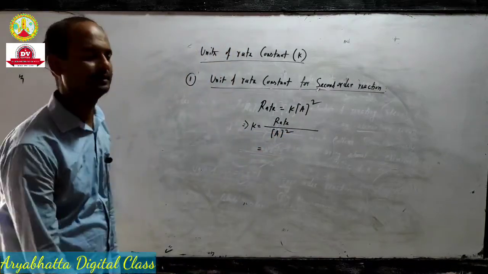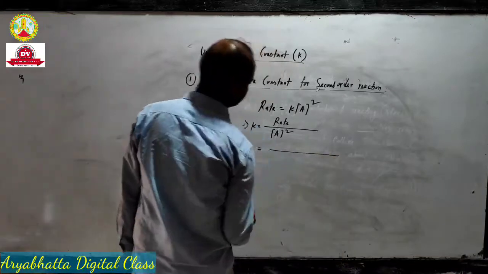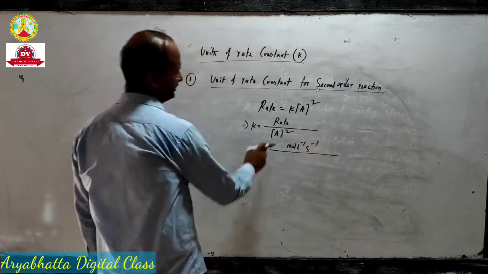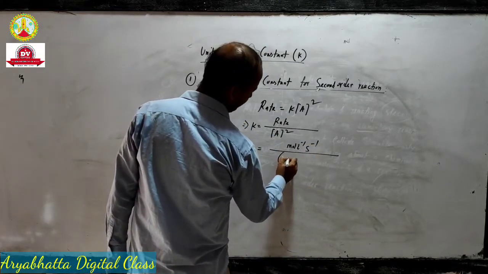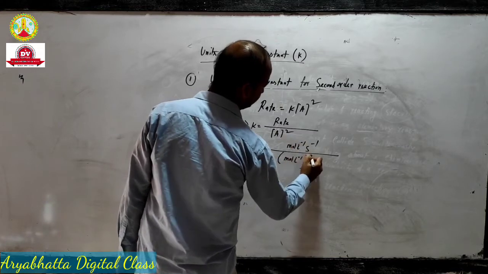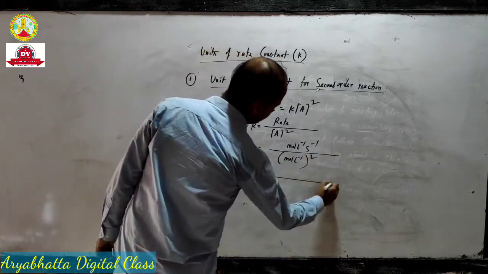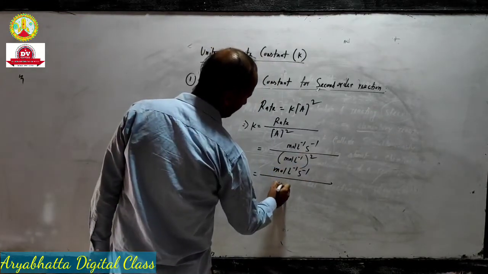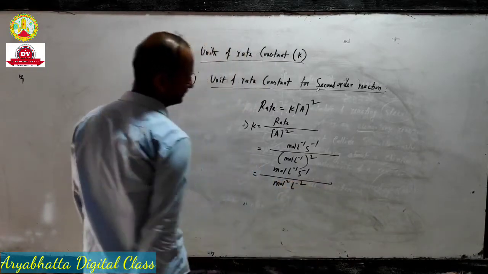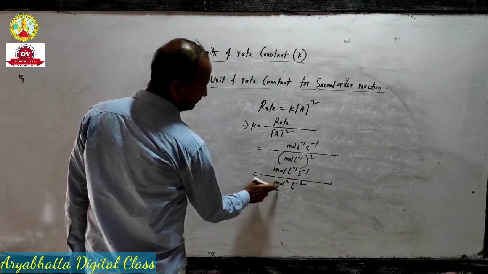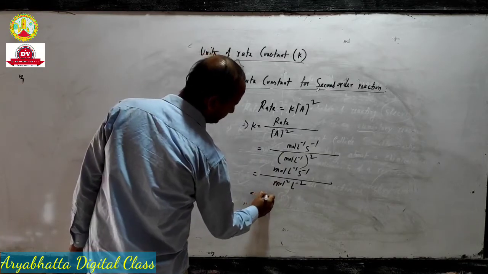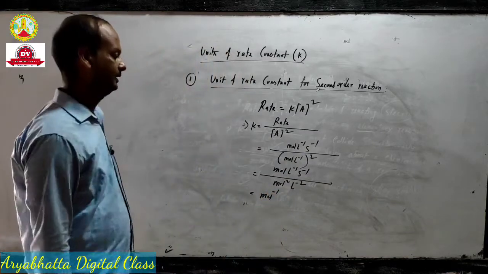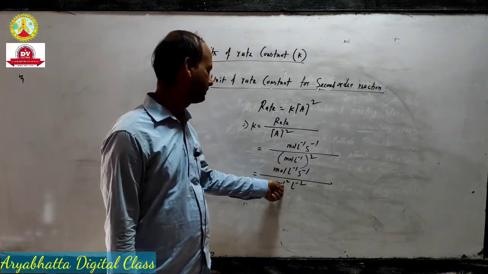Now from this, the unit of rate is mol liter to the power minus 1 s to the power minus 1, and the unit of molar concentration is mol per liter. So this will be mol l to the power minus 1 s to the power minus 1 divided by mol square l to the power minus 2. When mol square goes upward, the power is 1 minus 2, which means minus 1.